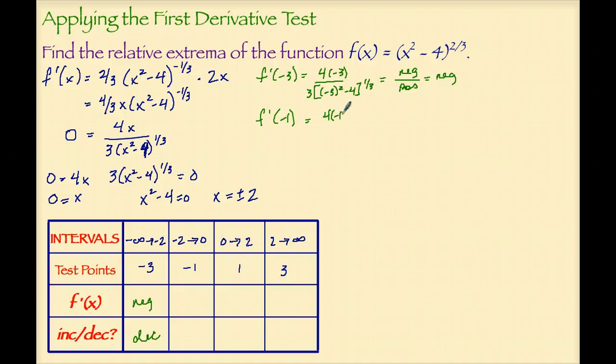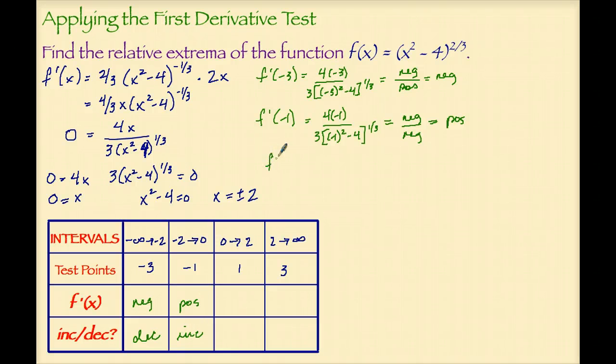Now let's find the first derivative at negative 1. We'll have 4 times negative 1 over 3 times (negative 1 squared minus 4), all of this raised to the 1/3 power. Again, let's focus on the sign of the answer. The numerator is negative again, 4 times negative 1, and negative 1 squared, positive 1 minus 4, is a negative number. The cube root of this negative number is negative, times 3, negative number. Negative over negative is positive, which means in this interval our function is increasing.